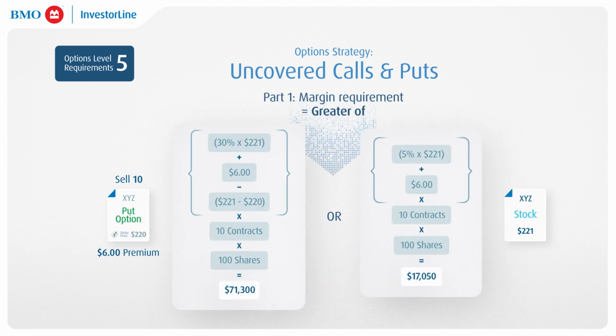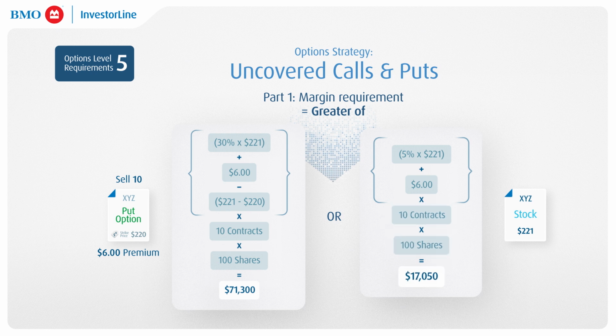Imagine you're selling 10 uncovered put options on XYZ with a $220 strike price for $6 each. Here are the margin calculations. 30% of the underlying price of $221 plus the premium of $6 minus the out-of-money amount, which is $1, times 10 contracts times 100 shares, which equals $71,300.